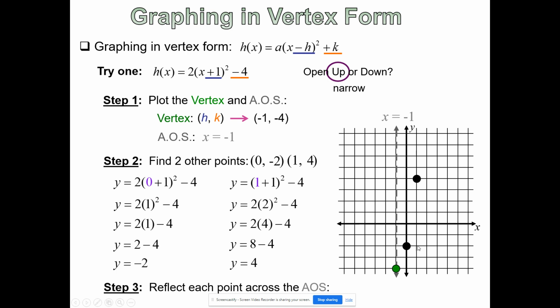Now let's reflect across the AOS. So if I have a point 1 unit to the right of the AOS, I need another point 1 unit to the left of the AOS. This one is 2 units away, so I'm going to go 2 units away and put a point there, because remember, it's a mirror, symmetric. So there we have a narrow parabola that opens up. And notice how I label it. That was h of x, so I label it h of x.